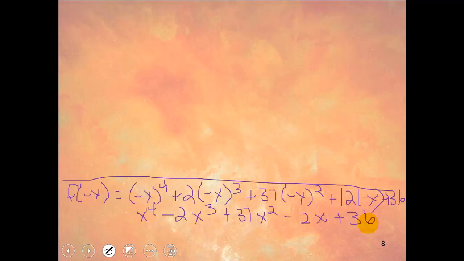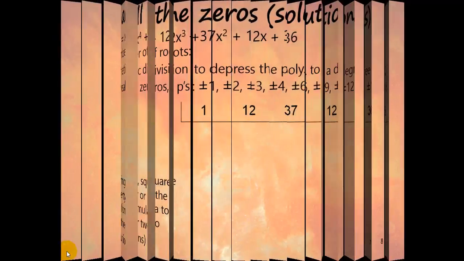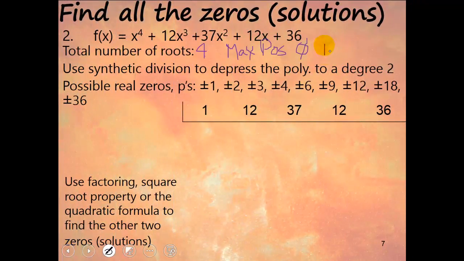All right, so I'm going to count my sign changes. That's 1. That's 2. That's 3. And that's 4. So I have a maximum of 4 sign changes. Whoops, I went the wrong way. So I have 4 sign changes. So that means that I have the max negative is 4 roots. And now I'm going to take factors of 36 and I'm going to list them out.